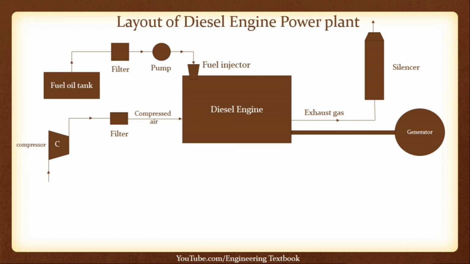Fuel supply system consists of a fuel oil tank, filter, pump, and fuel injector. Fuel from the storage tank is pumped through a filter into a smaller tank, which is called a day tank. This tank supplies the daily requirement of the diesel engine. The fuel is injected into the cylinder by a fuel injection pump through a filter.